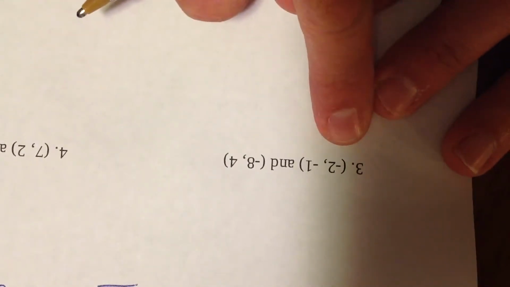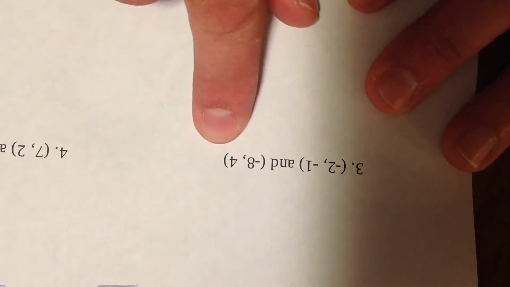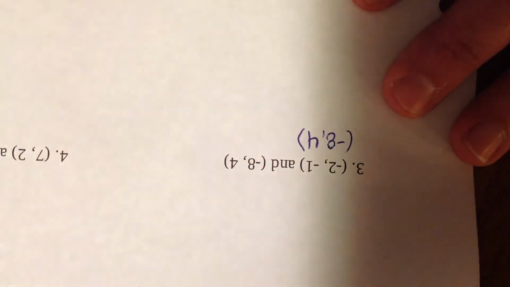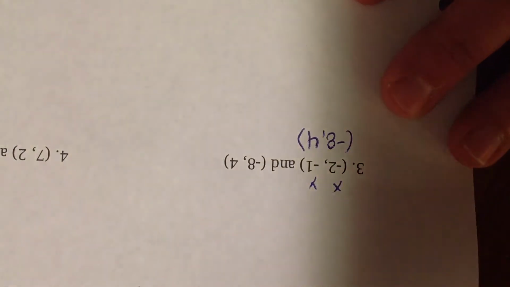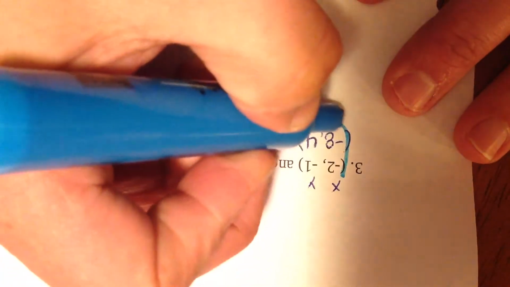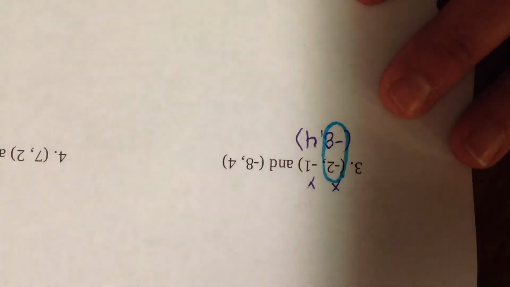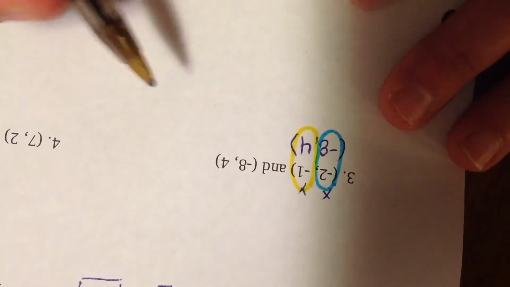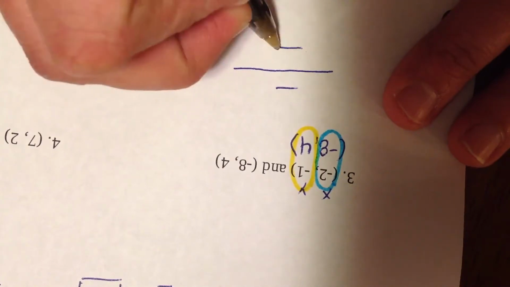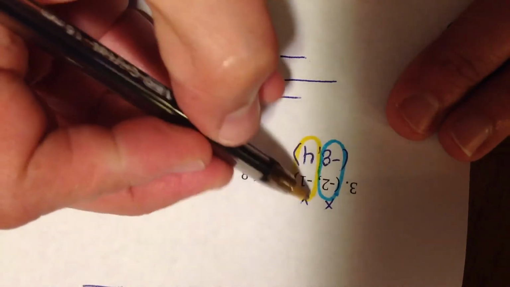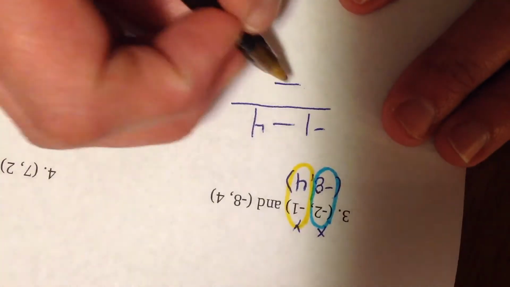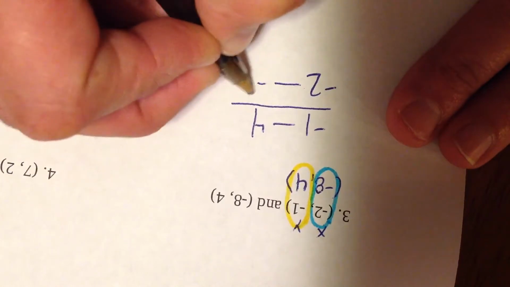Again, I'm going to find the slope between negative 2, negative 1, and negative 8, 4. So I'm going to drop negative 8, 4 down here. Again, these are my x's and these are my y's. I'll circle my x's in blue and I'll circle my y's in yellow. So again, if I draw a fraction bar and put my subtraction symbols on the top and the bottom, my y's go in the numerator, negative 1 and 4. My x's go in the denominator, which is negative 2 and negative 8.